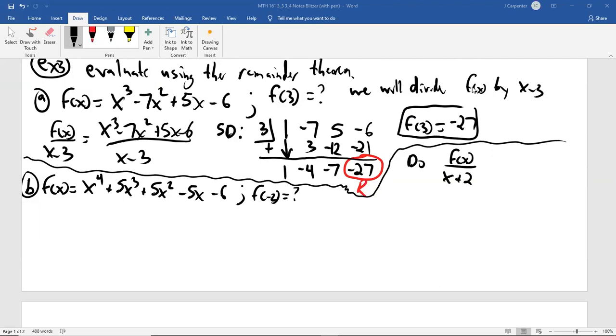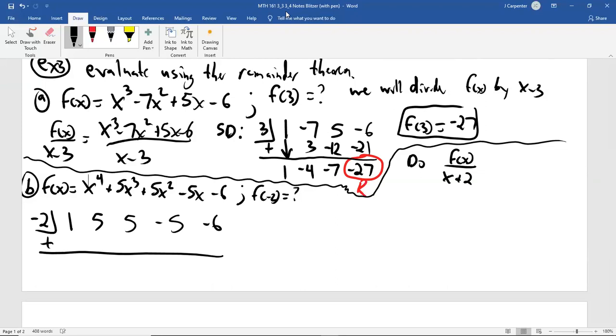Okay, so again, going back to this function, we're doing f of negative 2, so that's why we divide by x plus 2. These sign changes are important, but the negative 2 is what will go in the half box. To the right go its coefficients, all are accounted for, and the powers are in descending order, so it goes 1, 5, 5, negative 5, negative 6, blank space with a plus sign.